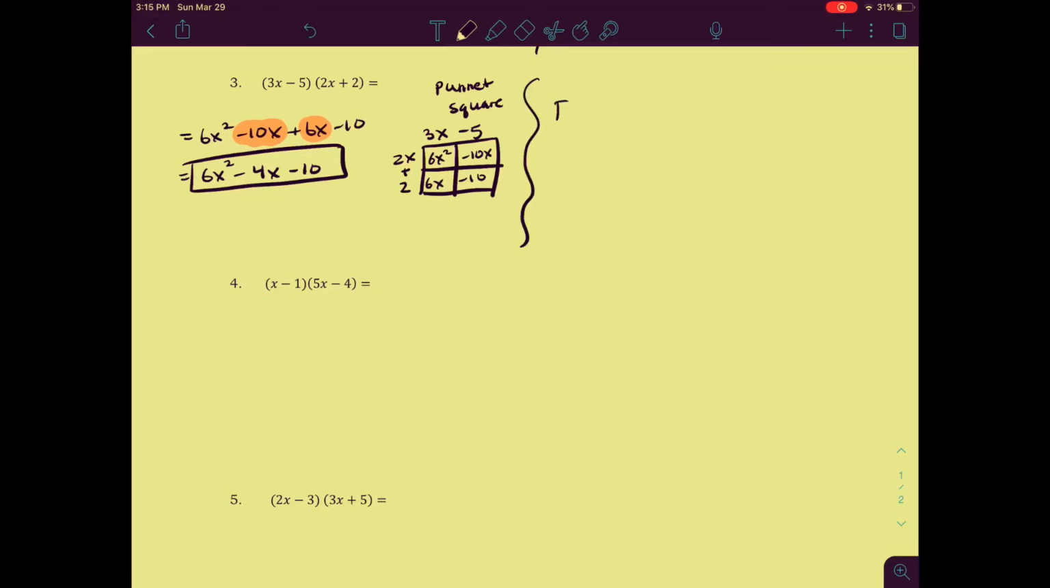So the next method we're going to look at is a method called FOIL, which a lot of you guys might have heard of before. F stands for first, O stands for outer, I stands for inner, and L stands for last. And I'll explain what these words mean as we multiply a binomial with another binomial.